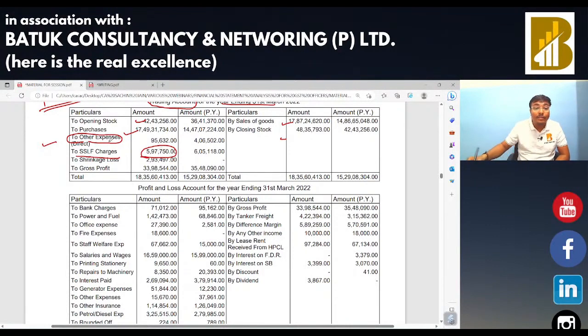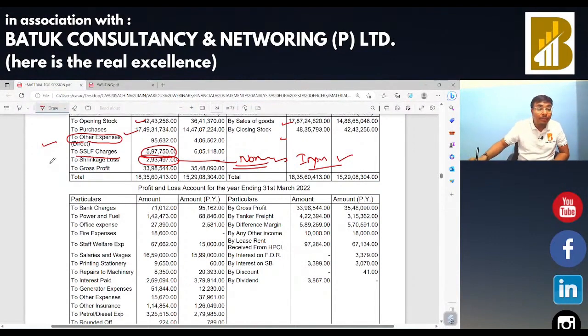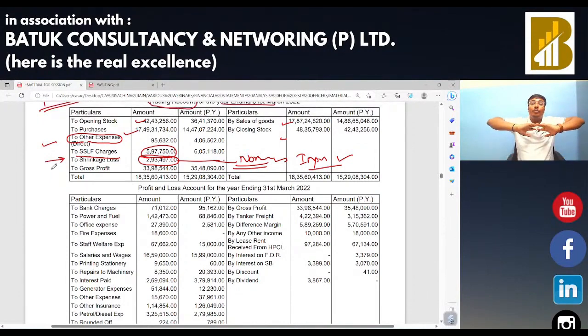Okay, next, shrinkage loss. Sir, in case of shrinkage loss, if the shrinkage is normal in nature, normal shrinkage, in that case input is allowed. But if the shrinkage is abnormal in nature, in that case input tax credit is not allowed. So we need to bifurcate the figure. In maximum cases, if the entity has booked the complete shrinkage here, then the entity is going to claim input tax credit on the complete shrinkage expenditure. We need to check the bifurcation of that shrinkage expenditure between normal and abnormal.